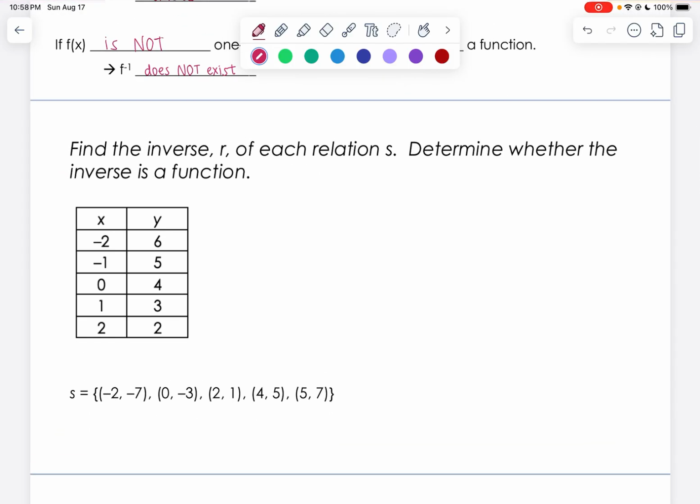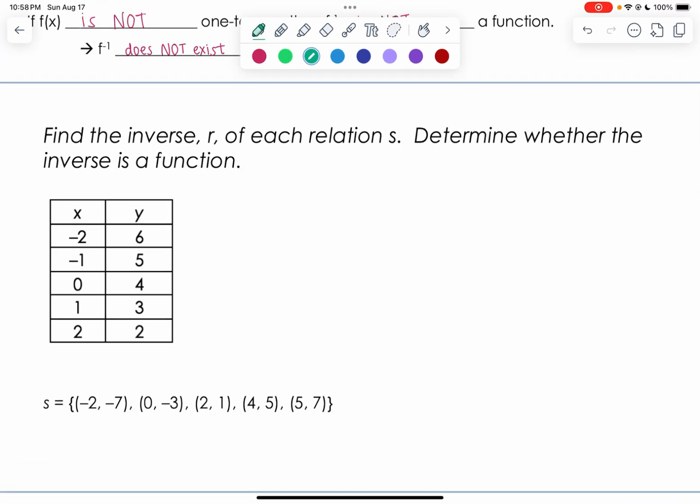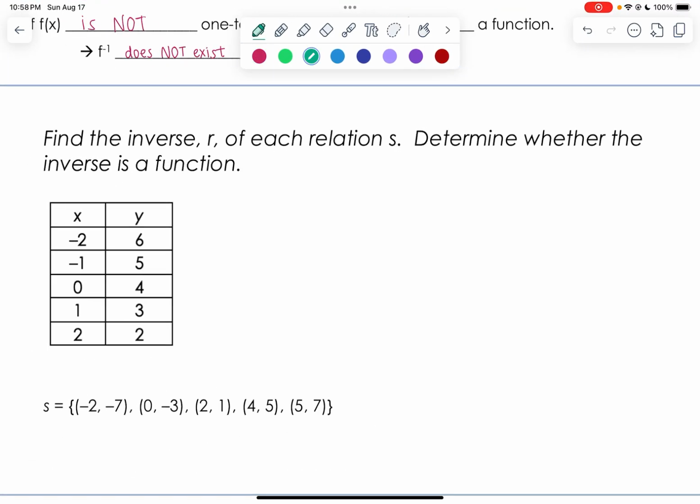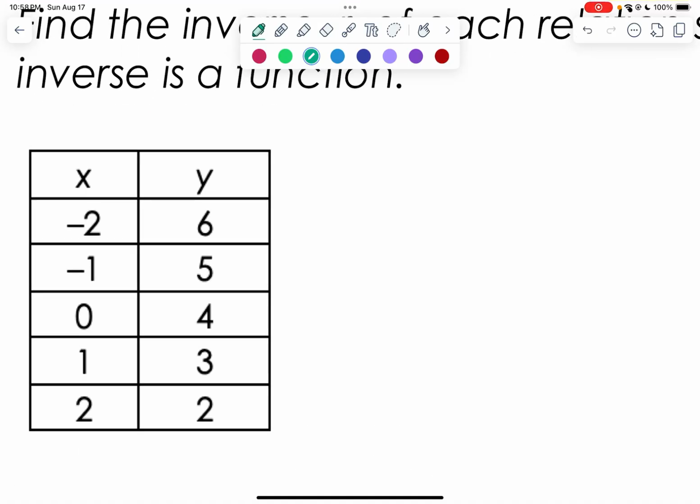So if I have this table and it says find the inverse R of each relation S and then determine whether the inverse is a function. So what I currently have right now is S. What I want to find is R. Now, what we said earlier was that for every function, the inverse has the opposite.